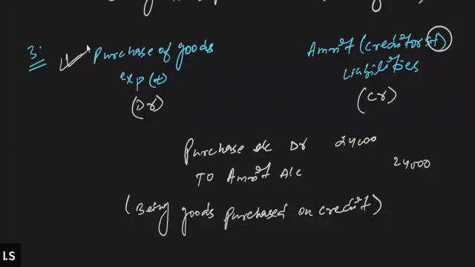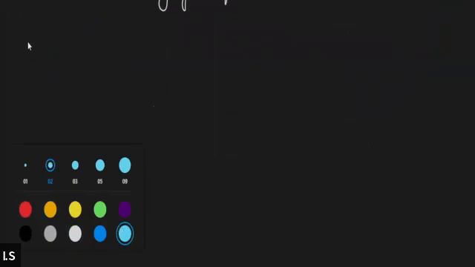If you just want to pass the general entry, you can do that too. But if you want to write down the detail, how it is affecting the business, then you can write this as well. It will help you. Anyways, moving on to the fourth transaction.